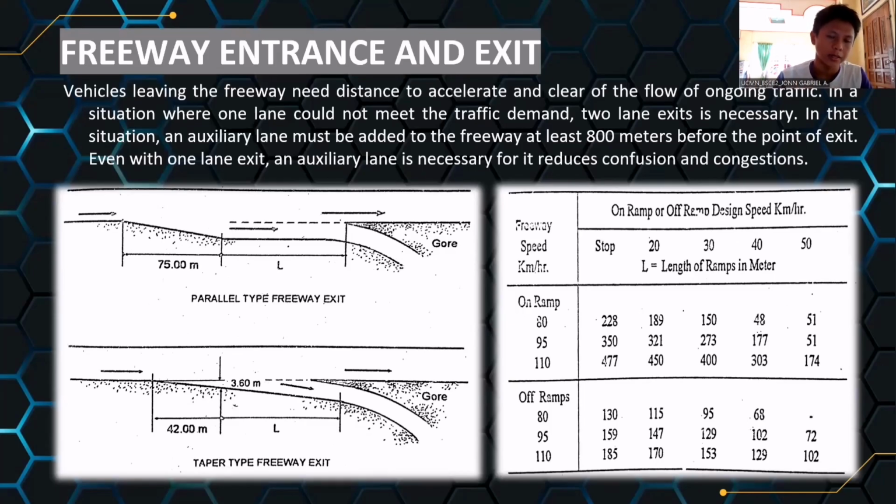Same for the exit and the entrance. Vehicles leaving the freeway need the distance to accelerate and clear of the flow of ongoing traffic in a situation where one lane could not meet the traffic demand. So a two-lane exit is necessary. In that situation, an auxiliary lane must be added to the freeway at least 800 meters before the point of exit. Even with a one-lane exit, an auxiliary lane is necessary, for it reduces confusion and congestion.